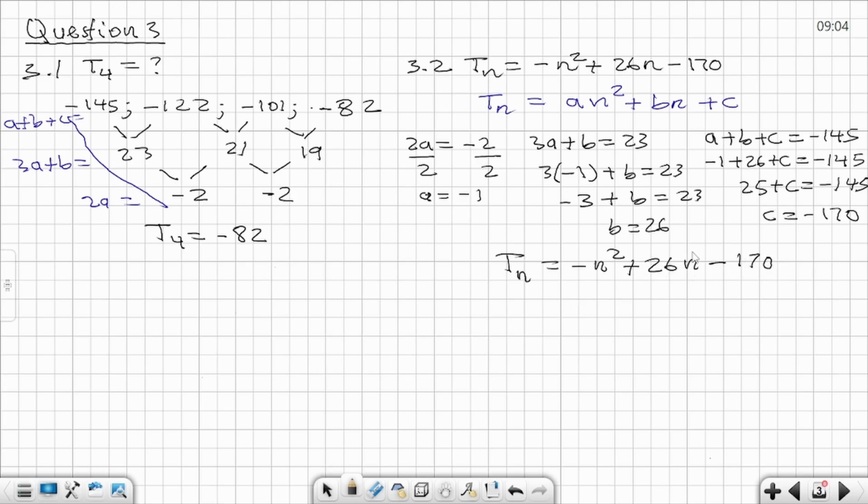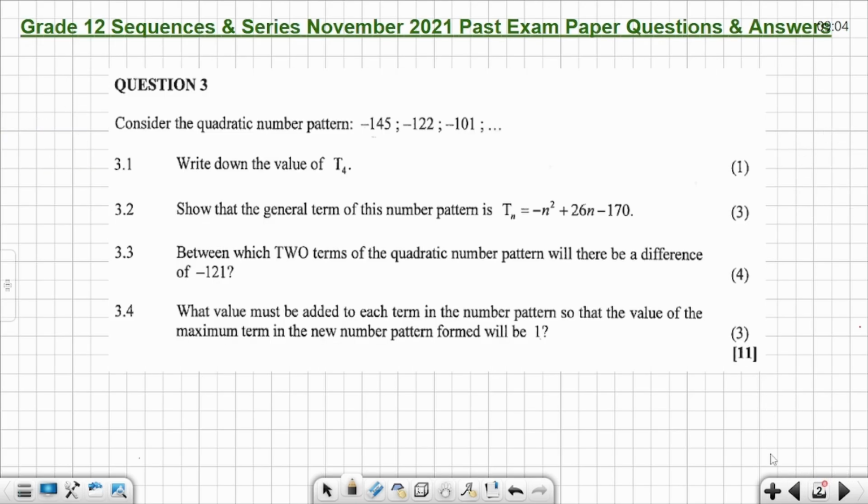Okay, we have proved that Tn is equal to negative n squared plus 26n minus 170. This one we have proved. 3.3. Between which two terms of the quadratic number pattern will there be a difference of negative 121? Okay, between which two terms of the quadratic number pattern will you have this difference, negative 121.